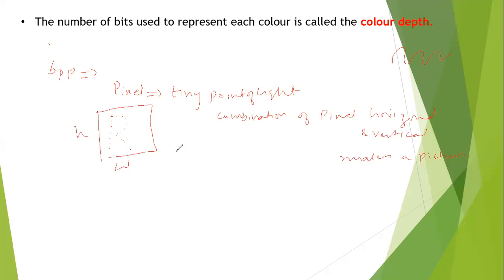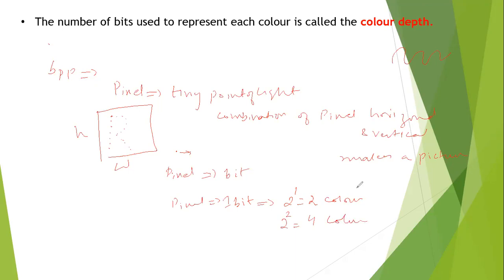These pixels require bits. Each pixel requires bits. If I assign one pixel 1 bit, this 1 bit can produce only 2 colors, 2 power 1 equals 2 colors. As I increase the number of bits per pixel, the number of colors will increase. Like if I assign a pixel 2 bits, it will have 4 colors.